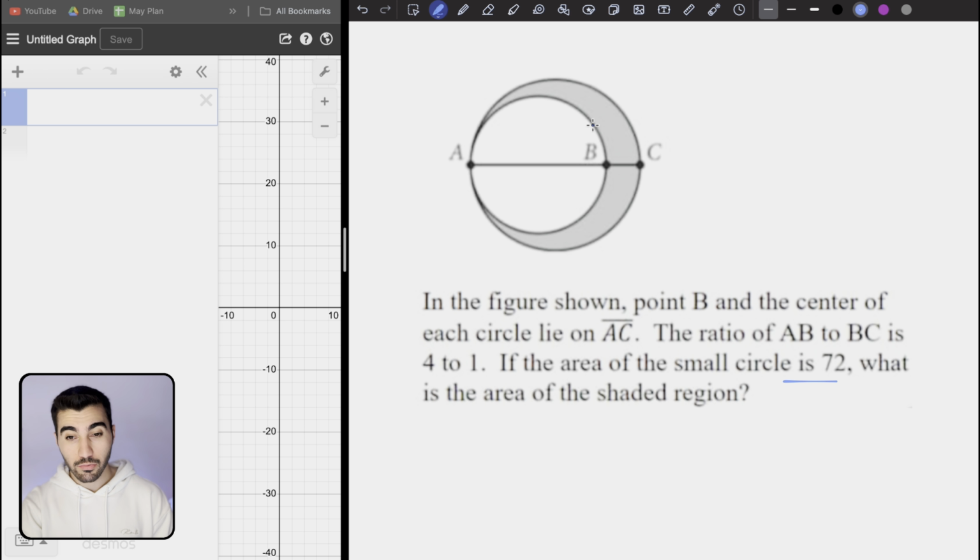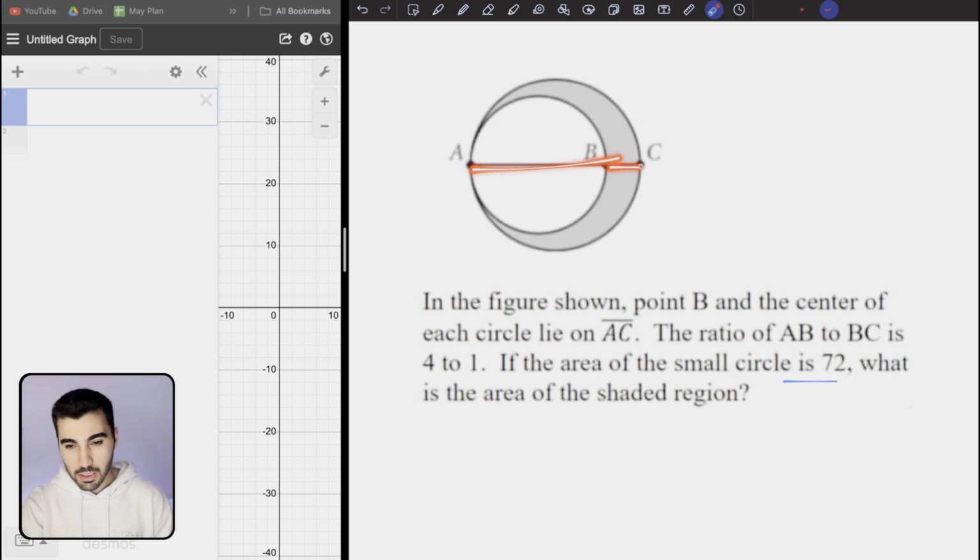So we're going to find the area of the shaded region. It says the point B and the centers of the circles are on AC. Okay, so AC is the diameter of the large circle, and the centers are on this line. So the center of the larger circle and the center of the smaller circle are on this line. Awesome. The ratio of AB to BC is 4:1.